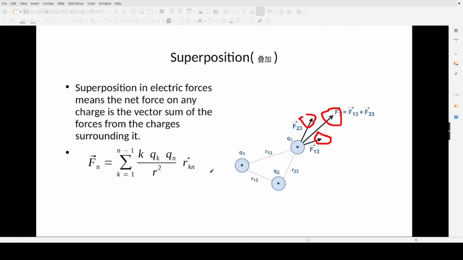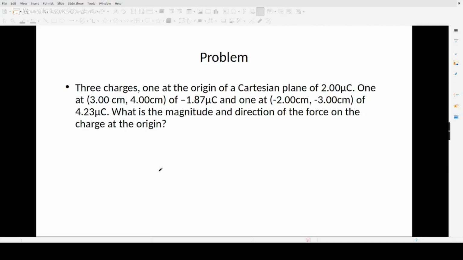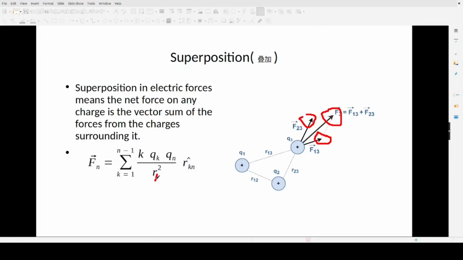Moving on. Superposition. Superposition in electric forces means the net force on any charge is the vector sum of the forces from the surrounding charges. If we want to find all the forces on the charge Qn, we add up all the forces from the other charges.